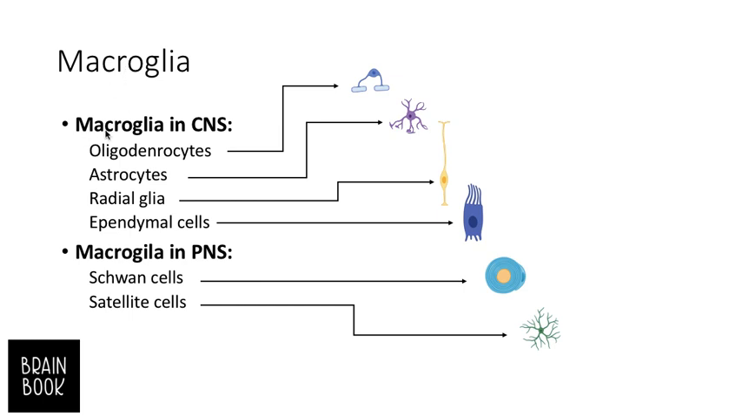And in the central nervous system, we have oligodendrocytes, as you can see here, and astrocytes, radial glia cells, and ependymal cells. They are present in the central nervous system. And in the peripheral nervous system, we have Schwann cells, you can see a Schwann cell here, and the satellite cells. And we will talk about all of these kinds of cells one by one.